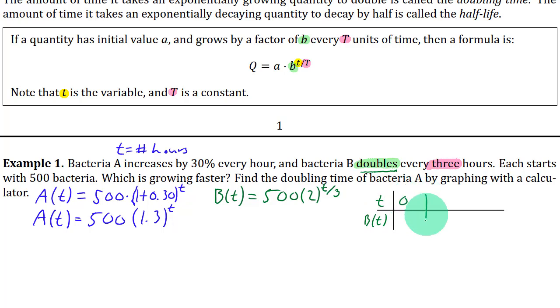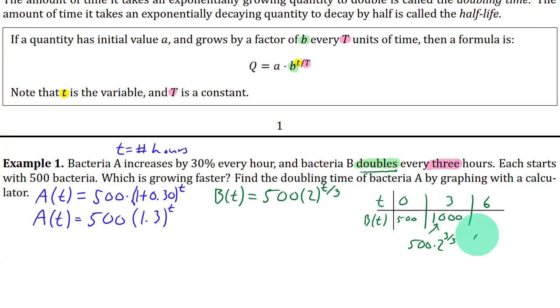After 0 hours and 3 hours and 6 hours. So after 0 hours, you got 500. After 3 hours, this is going to be 500 times 2 to the power 3 divided by 3. 3 divided by 3 is 1. So this gives you 500 times 2 to the power 1, which is just 500 times 2. That makes it double to become 1,000.